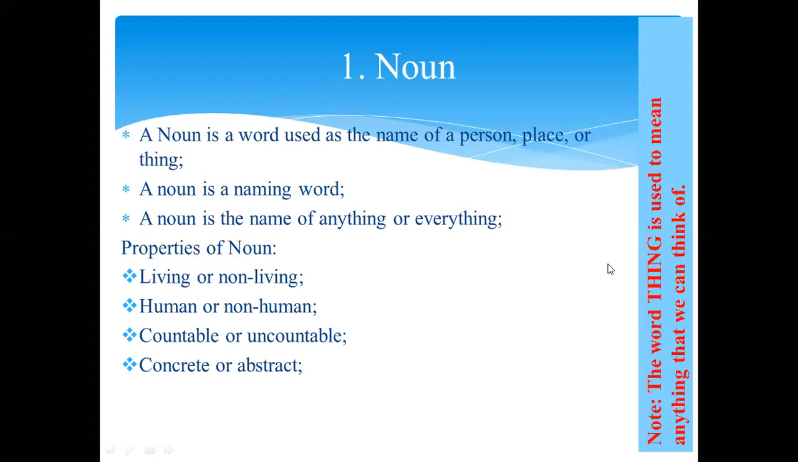And a third property is that a noun can be countable or uncountable. When we say a noun can be countable or uncountable, we have a different category here. I'll explain it in a different sheet. Let me find it.